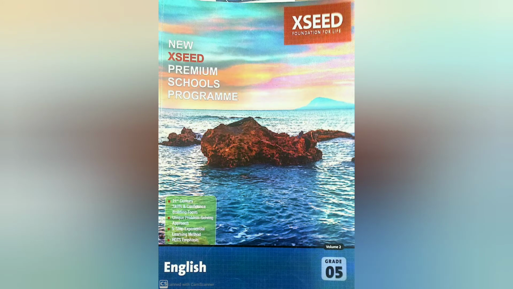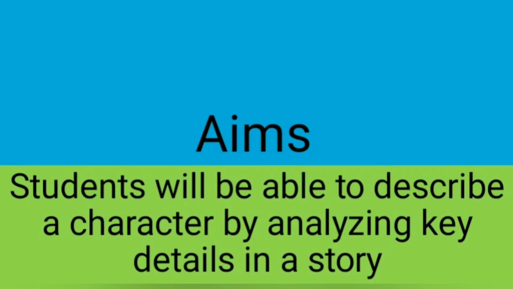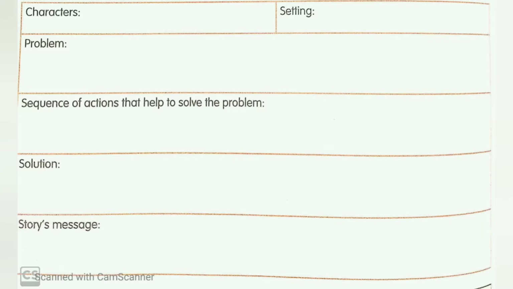XSEED English Grade 5 Block number 13, Key Details and Main Idea. Lesson plan for Describing a Character. Students will be able to describe a character by analyzing key details in a story. Students, before we start, can you tell me one word that describes your best friend? Let us look closely at the story to know about Vidur's character.